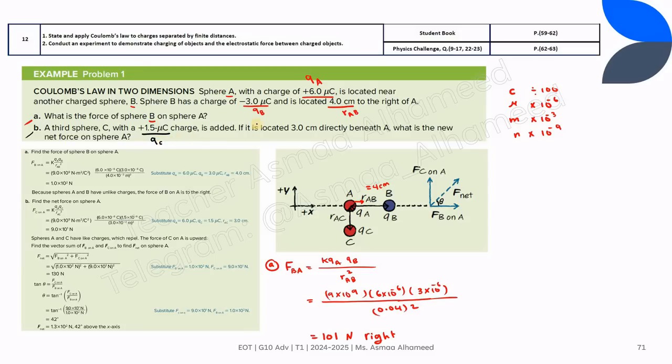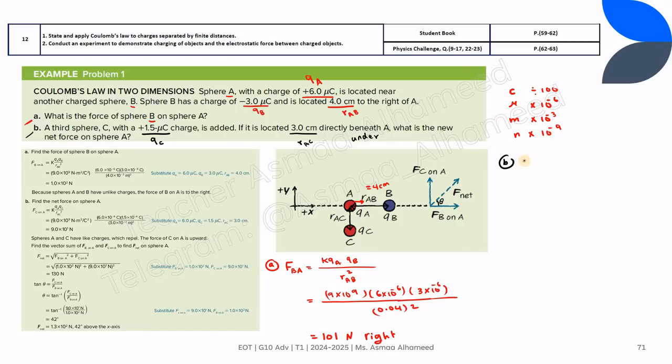This is the Q of C. If it is located 3 centimeters beneath, it is under charge A. So this is the distance between A and C. What is the new net force on sphere A? Here we have to draw the forces on the diagram to know where charge A is going to go.